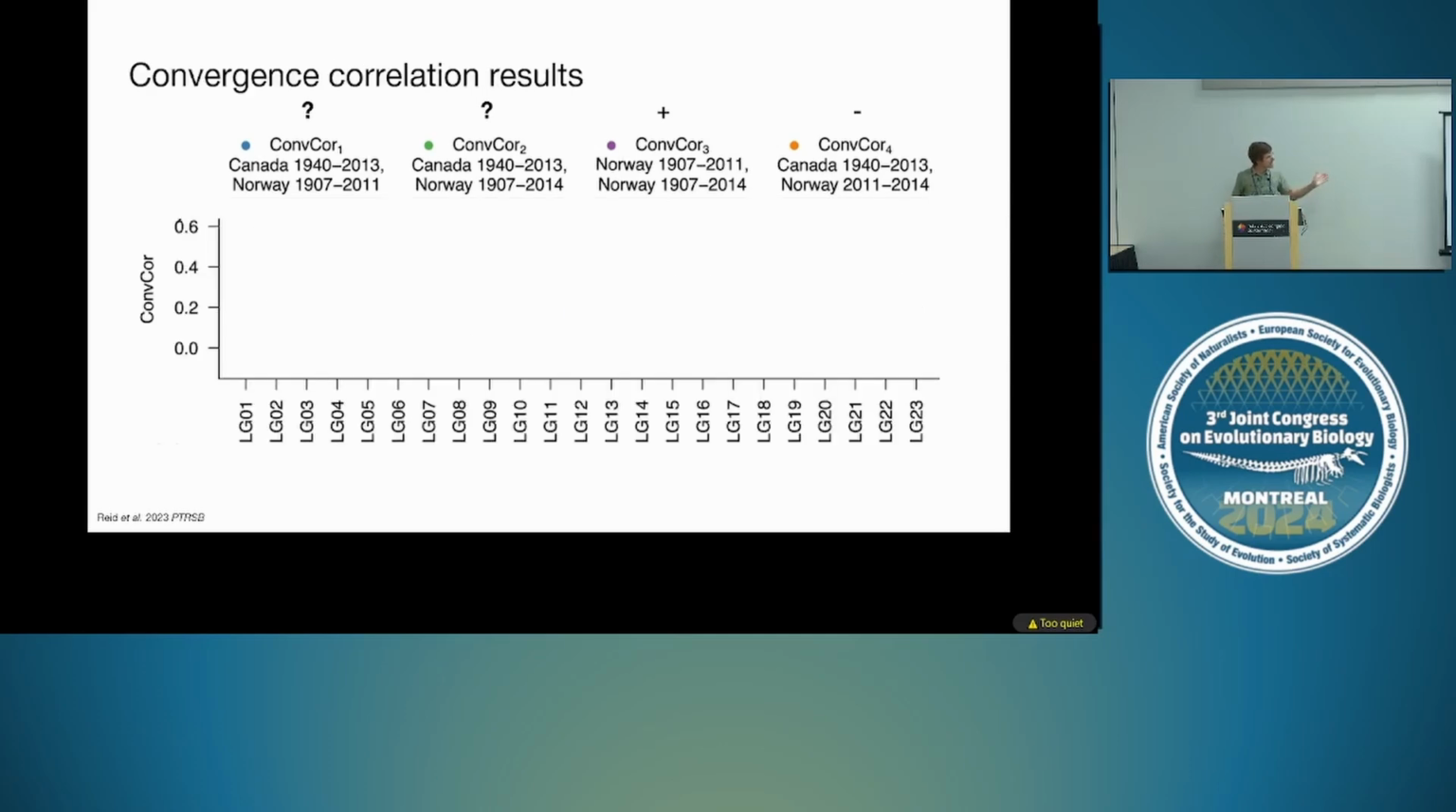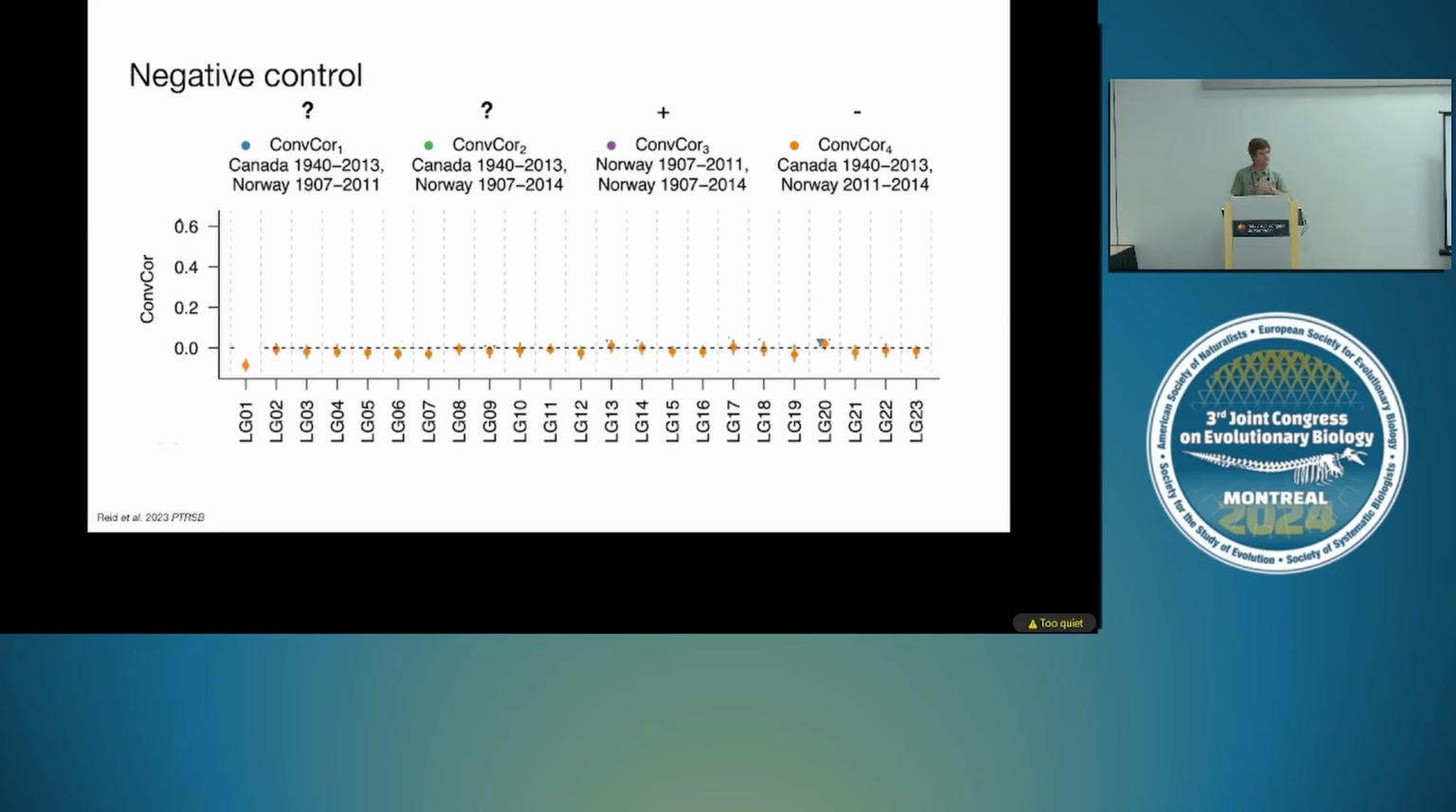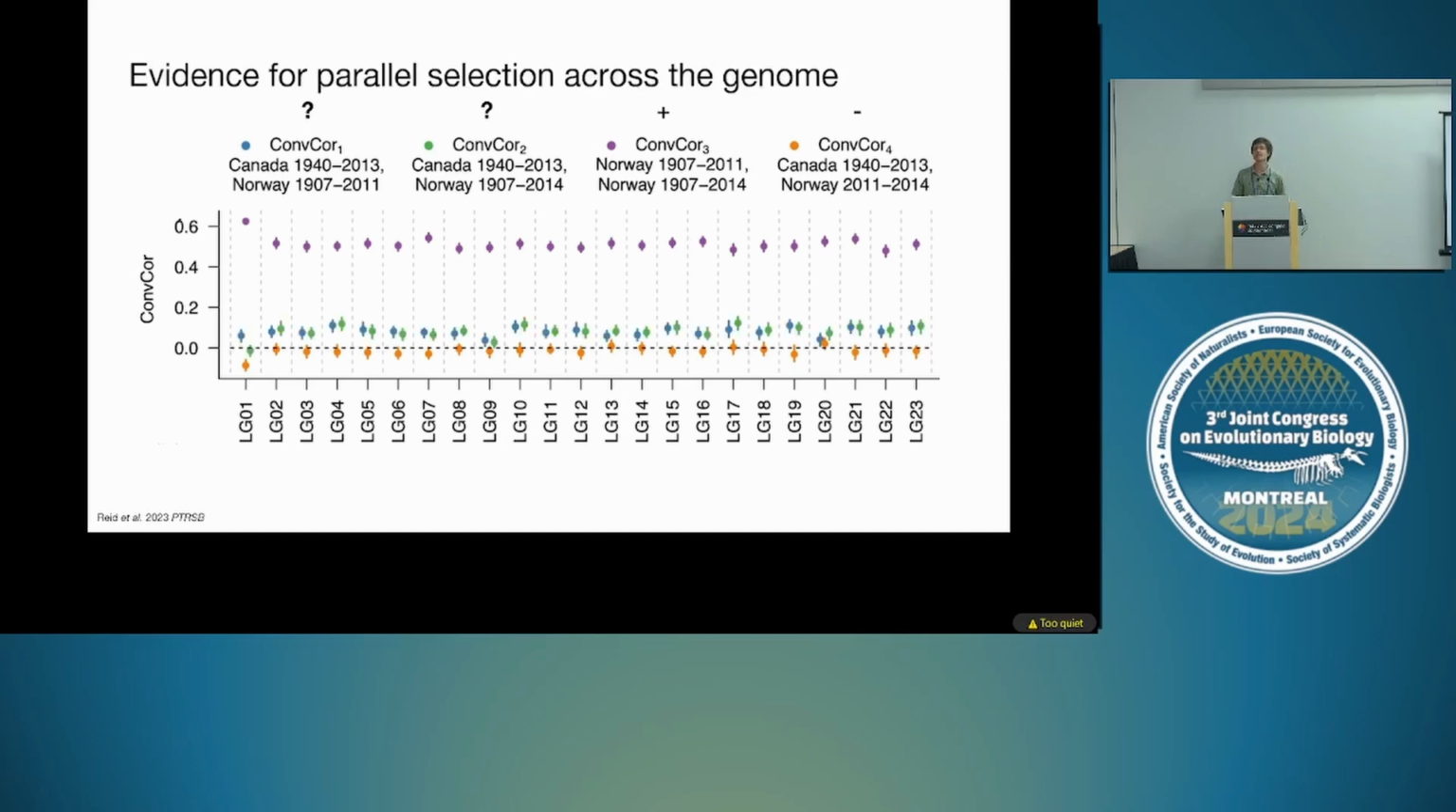So again, we've got the linkage groups across the x-axis. Larger convergence correlation statistics suggest more evidence for selection. The negative control shown here in orange was consistently near 0. The positive control consistently positive across the genome. And the two tests for polygenic selection were also consistently positive across the genome, shown there in green and in blue. We're also curious, though.